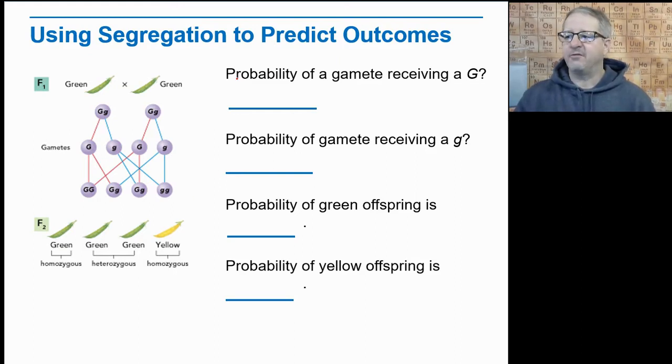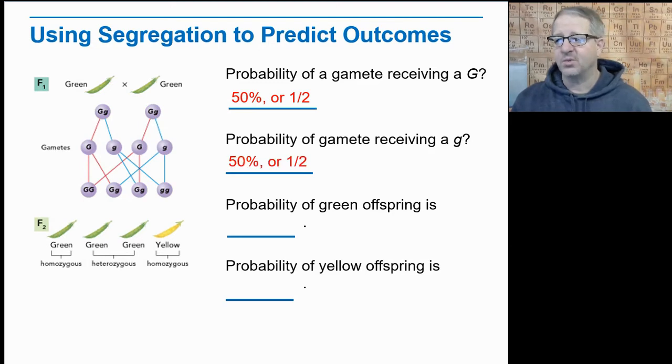All right, so let's see. If we look at the first question here, what is the probability of a gamete receiving a big G? What we mean by that is if we separate the two alleles here, what are the chances the gamete is going to get a big G? Well, it can either get a big G or a little g, so that's going to be 50% or half. What's the probability of a gamete receiving a little g? Well, that's the same thing. There are only two options. It's either big G or little g. So that again is 50% as well.